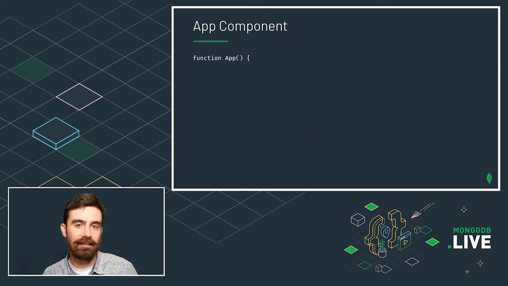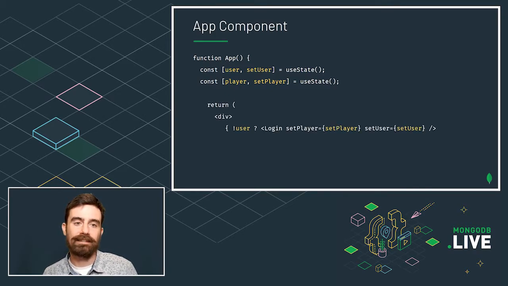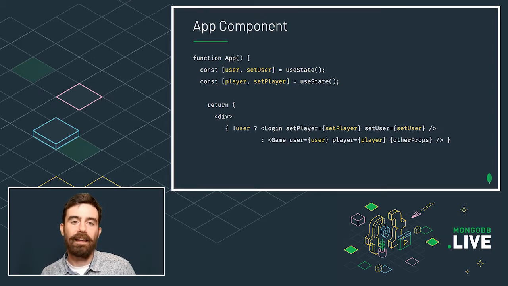Let's look at our React app component, our high-level component. We're going to keep track of state using some hooks, and we're going to keep track of user and player. Now we can say, if there isn't a user yet, let's render our login. And that login component can set the player state and set the user state. If we do have a user, then let's render the game. And we can pass in the user state and the player state to use for rendering the game.